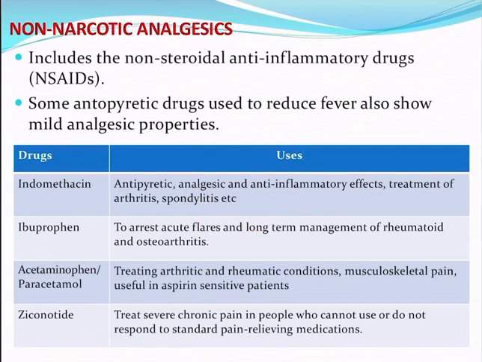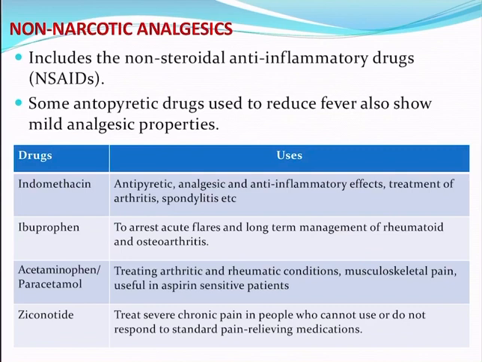Ibuprofen is very familiar. It is the number one drug used as an anti-inflammatory agent in the US till today. So what are the uses of ibuprofen? It is used to arrest flares and for long-term management of rheumatoid arthritis and osteoarthritis. What is meant by rheumatoid? It means a chronic inflammatory disease, and osteoarthritis means a degenerative joint disease.